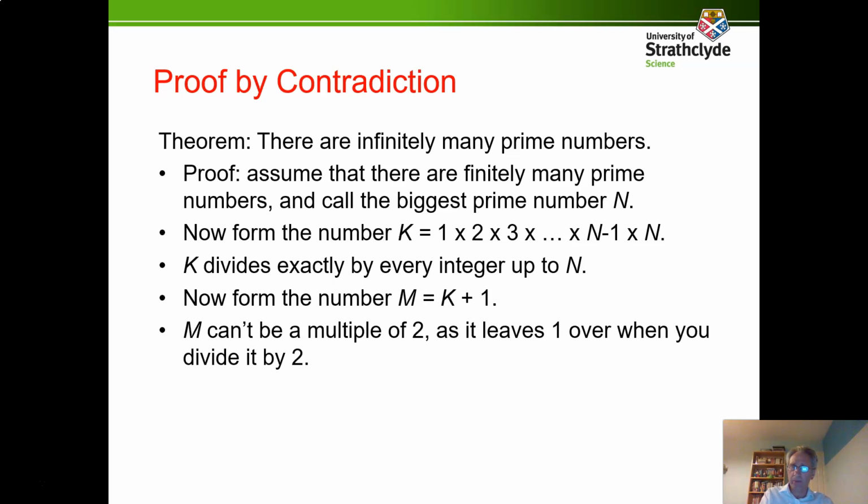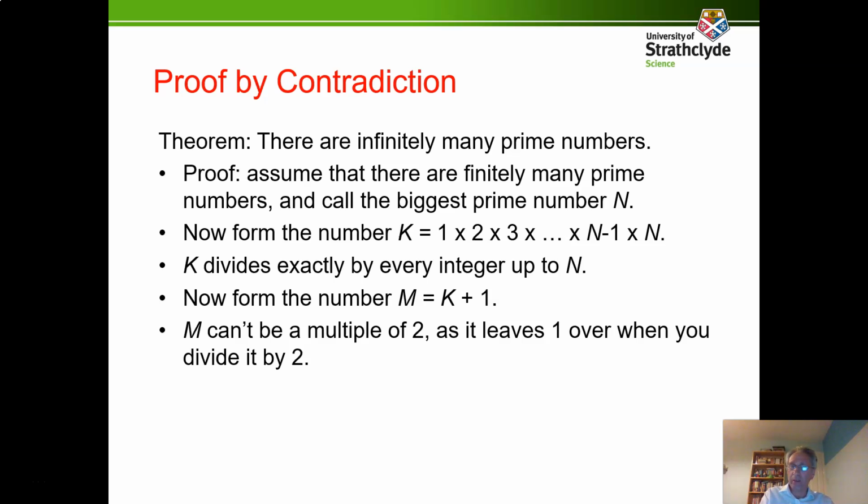It isn't a multiple of 2 because it's going to leave 1 over. In fact, you can see that k, being a multiple of 2, k must be an even number. Therefore, k plus 1 must be an odd number. It will therefore leave a remainder of 1. So in other words, m over 2 is going to be something, remainder 1.